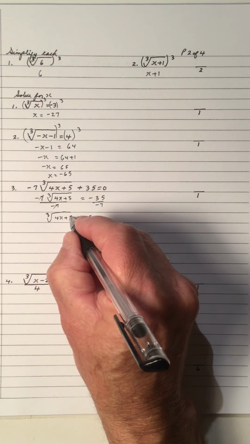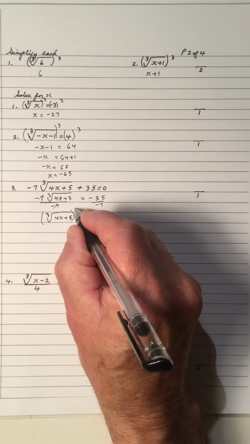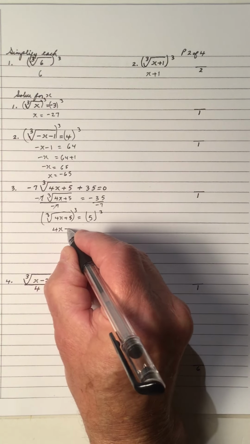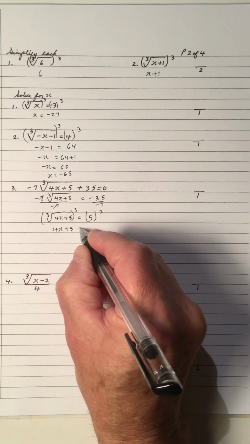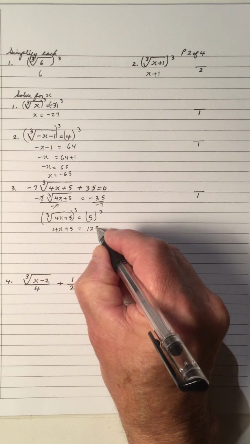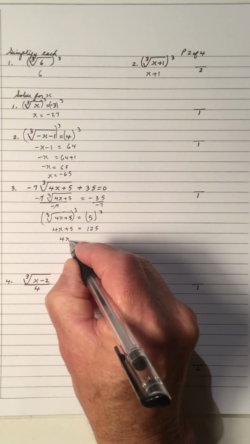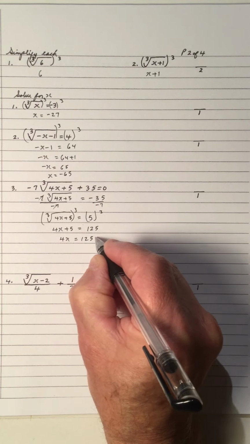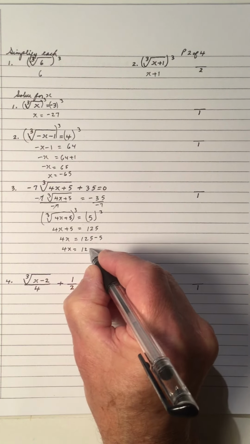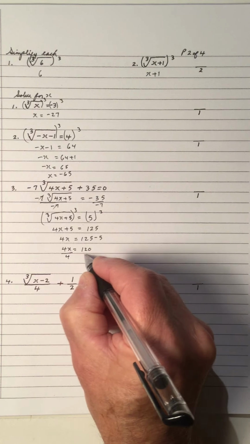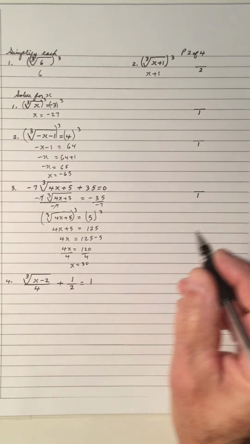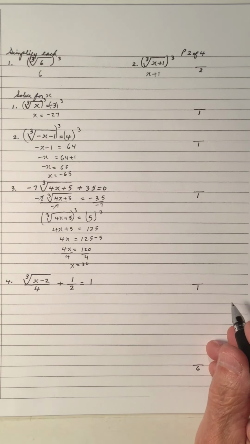Now the root is isolated, so I'll cube each side. And that gives us 4x plus 5. And 5 cubed is 5 times 5 times 5, which is 125. And we want to solve for x, so move the 5 to the right side and make it negative. 4x is 120. And divide by 4. And that means x is equal to 30. We get 30, give yourself a mark.